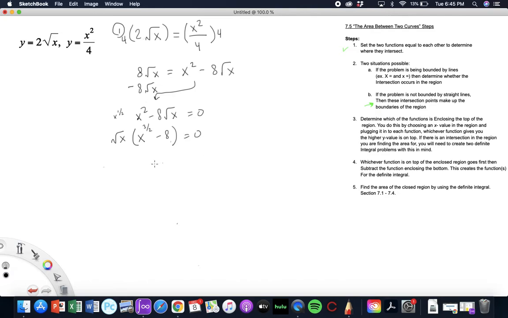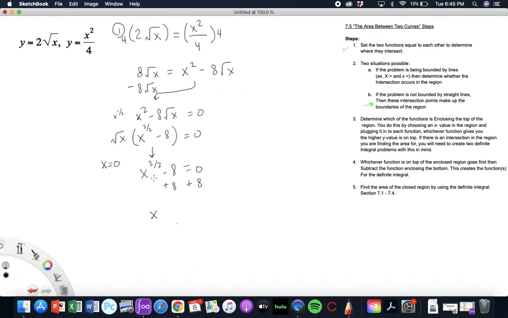All right, so now I've got to solve this little problem here. So we know, to make the square root of x equal 0, all we have is x equals 0. So there's one of my intersection points. And to find the other intersection point, I have to solve this problem. So what do I have to plug into x to make this little piece equal 0? Right, so I follow my steps here. I'm going to say plus 8, plus 8. So then I get x to the 3/2.